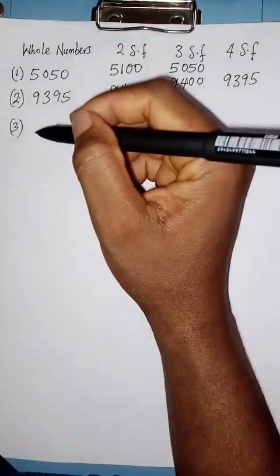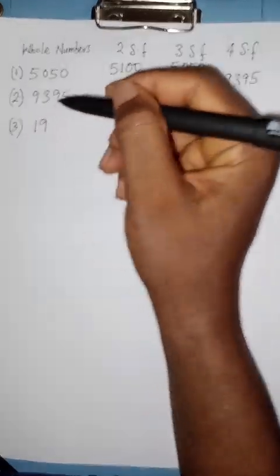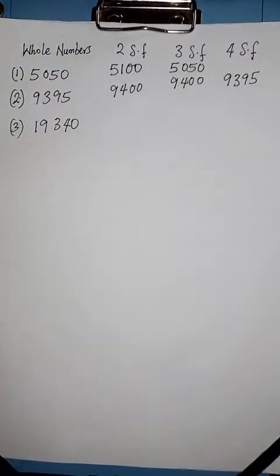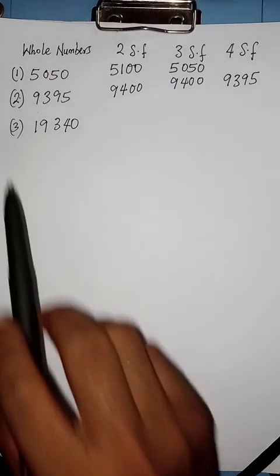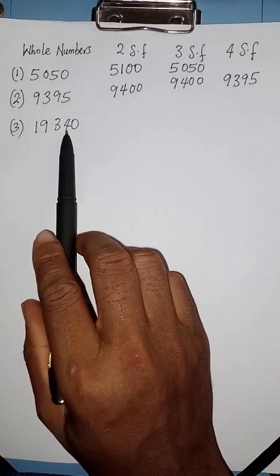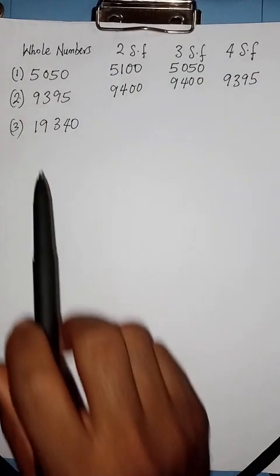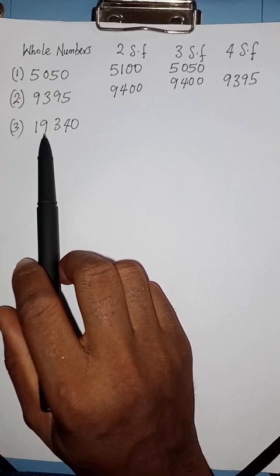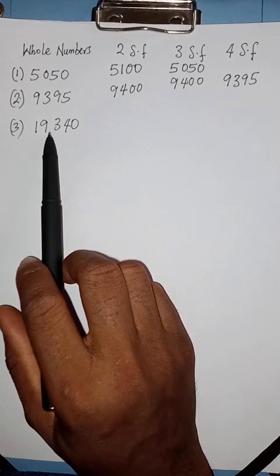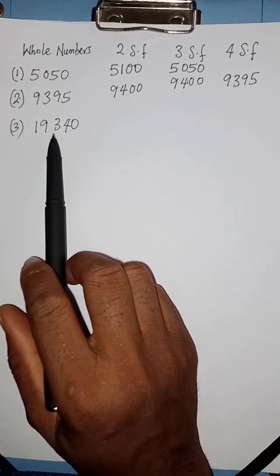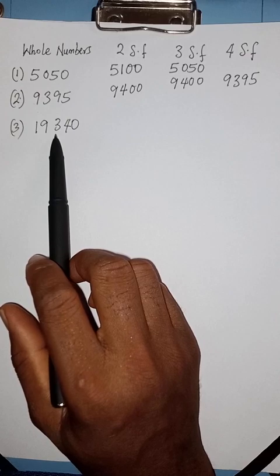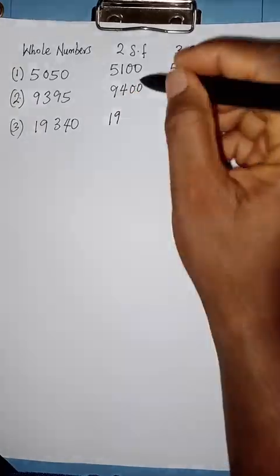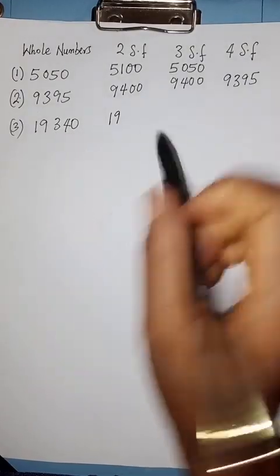Number 3, I have 19,340. Now, how many significant figures do I have here? 1, 2, 3, 4. So to two significant figures, 19 are the two significant figures. Now, before I write this, I have to check the digit after the second significant figure. It's not up to 5, so I'm going to round down. It becomes 19, convert the 3 remaining digits to 0, 0, 0.